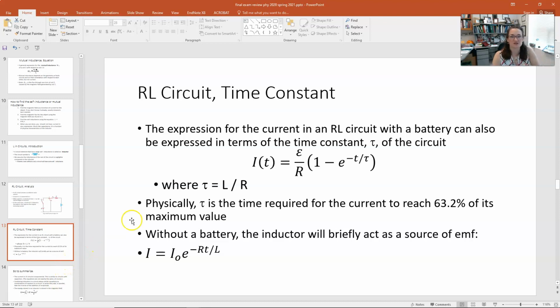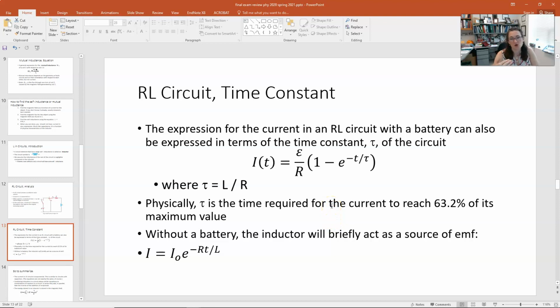So we derived the expression for a current flowing through this kind of RL circuit in class. And it's shown here. The current as a function of time is equal to the EMF of the battery divided by the resistance R times 1 minus e to the minus t over tau. Now here t is time, but tau is the time constant of the circuit. And the time constant will be equal to L over R, where L is in henries and R is in ohms. Now, physically, the time constant is the time that's required for the current to reach about 63% of its maximum value, okay?